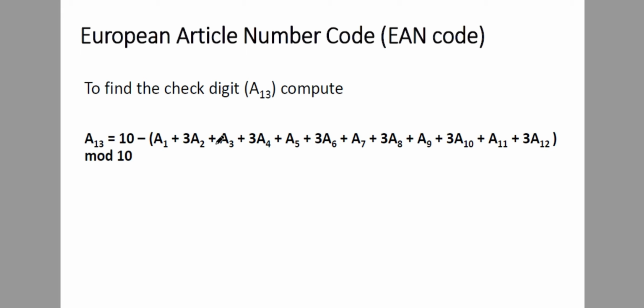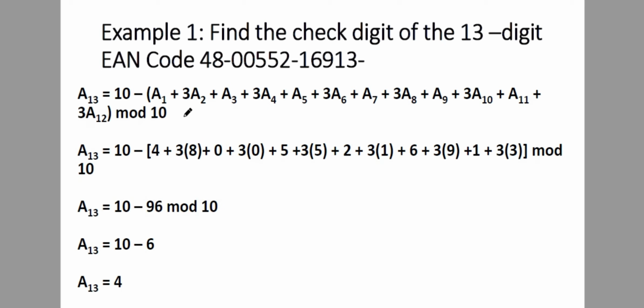Okay, example. Before the example, we have this. To find the check digit A13, we have this. So if you notice, they have an almost similar formula. It's just that again in EAN, the even positioned numbers are multiplied by 3. In the UPC, it's the odd positioned numbers that are multiplied by 3. And take note, it's up to A12 because again, in EAN, we have 13 digits.